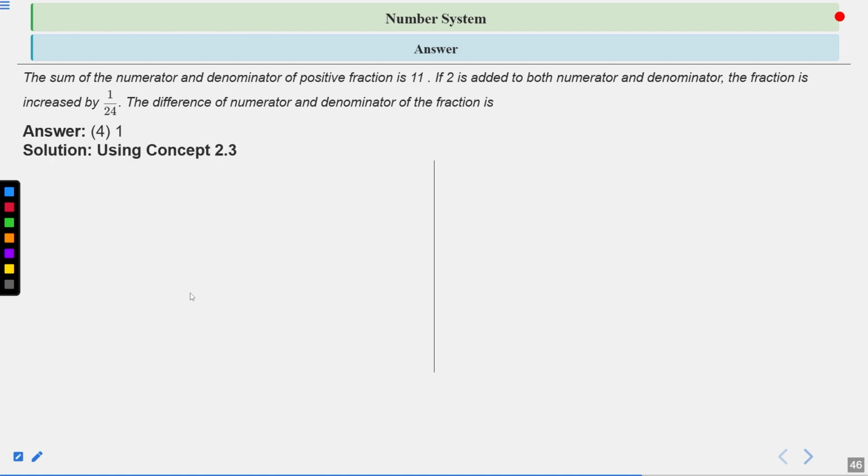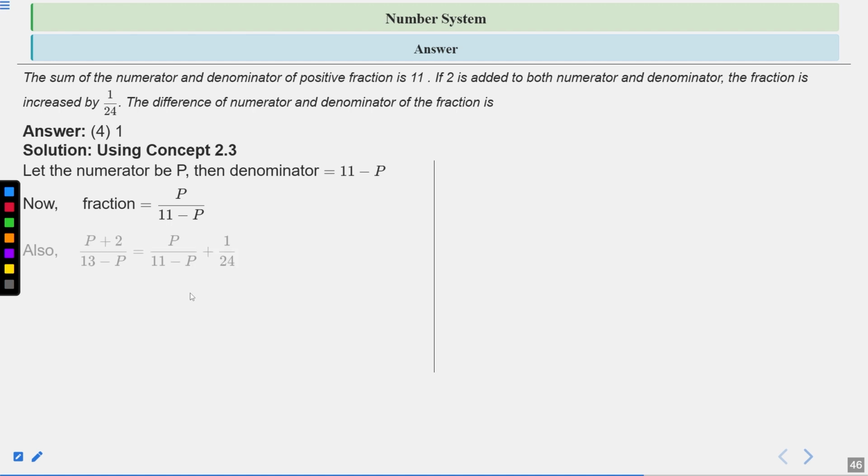Now see the detailed solution using concept 2.3 in this question. Let the numerator be p and the denominator be 11 minus p, according to the question. So now the fraction will become p upon 11 minus p. Also it is given that when we add 2, the fraction will increase by 1 by 24. So when we add, we get p plus 2 upon 13 minus p, because 11 minus p plus 2 gives 13. So p plus 2 upon 13 minus p equals p upon 11 minus p plus 1 upon 24.